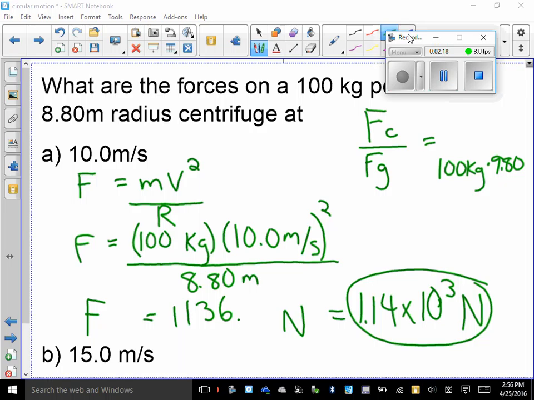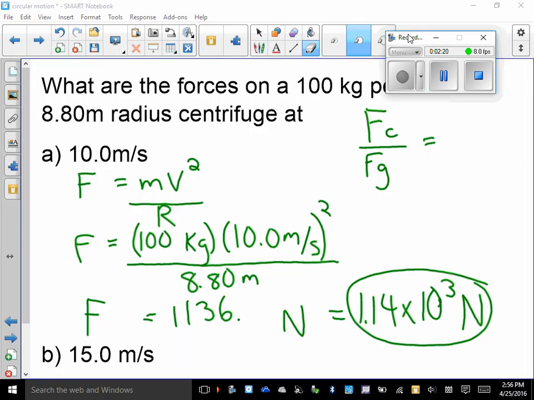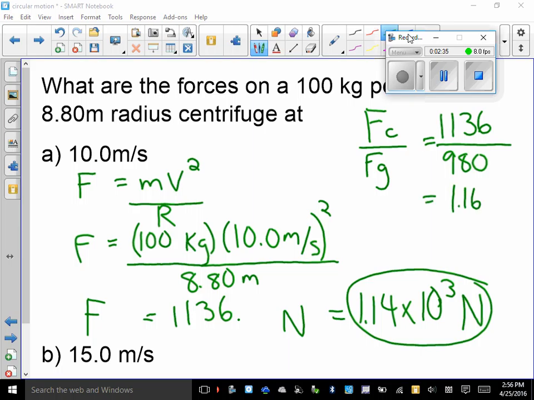So that would just be 980. We're going to compare this to 980. 1136, I'll use this. So how much more is that? We would say this is 1.16 Gs, which is what we say compared to regular gravity. It'd be 1.16 times that feeling of gravity.